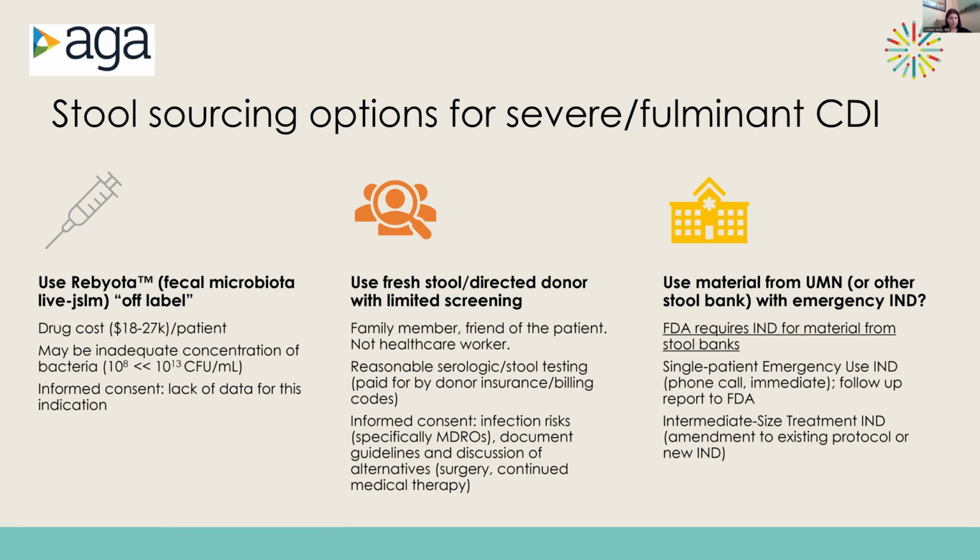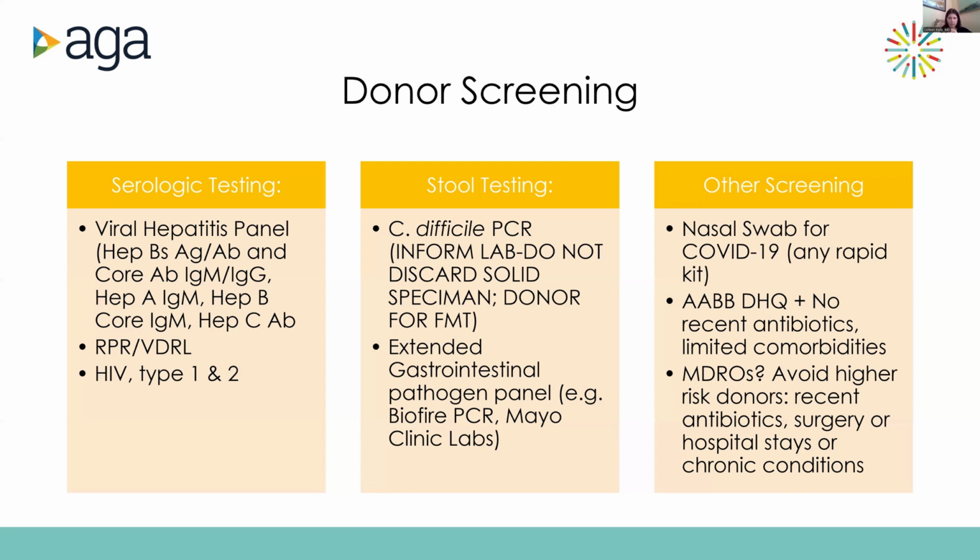I'm going to hold off discussing more about using material from the stool bank, as Julie covered that earlier, and things are still in a point of flux around that. Donor screening, though: what you should be doing, I think at a minimum, and this is stuff that's mostly easy and quick. You get a viral hepatitis panel, syphilis, HIV, blood work on the donor, and stool testing. Most of us have these extended GI pathogen panels, like the BioFires, that your hospital can run pretty quickly, these PCRs where you might get a range of pathogens back.